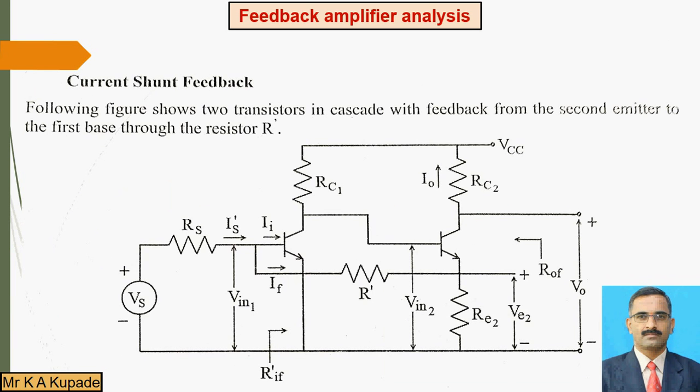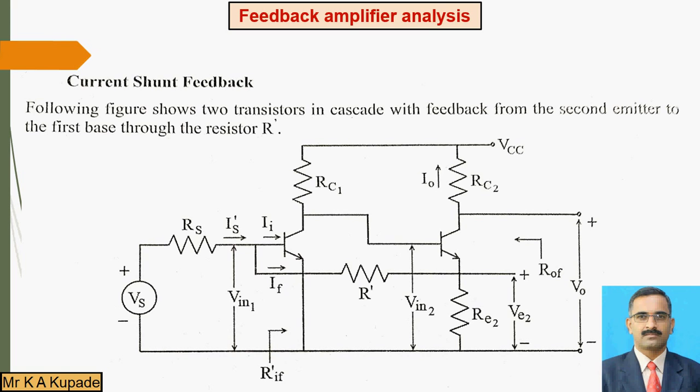in that part we are going to discuss the current shunt feedback and voltage shunt feedback, because in the previous lecture we discussed the current series feedback and voltage series feedback. We analyzed them using the equivalent circuits, that is Norton's as well as Thevenin's, and we used the KCL and KVL laws, and by using those laws we calculated the results.